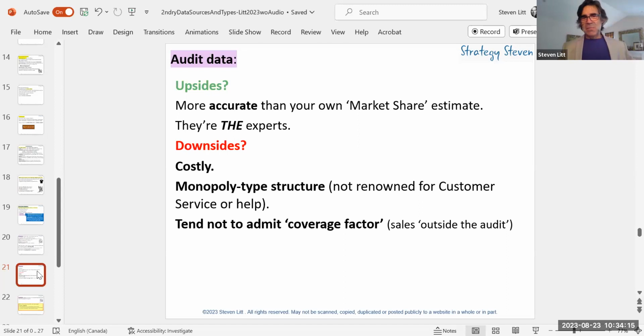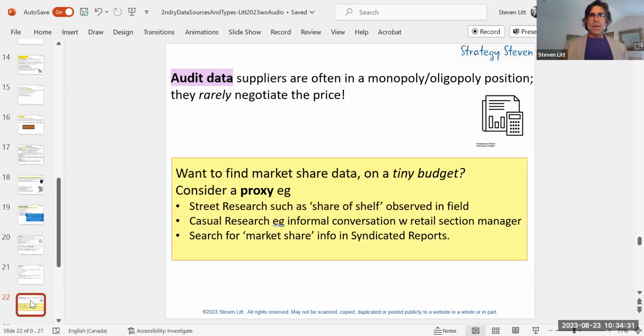Downsides: costly, monopoly structure, and they have a hard time admitting the coverage factor or estimating. That's what percentage of the sales of, let's say, laundry detergent are done outside the category through flea markets and boutique outlets and garage sales. So audit data suppliers are often in that monopoly, oligopoly position, so they don't negotiate price.